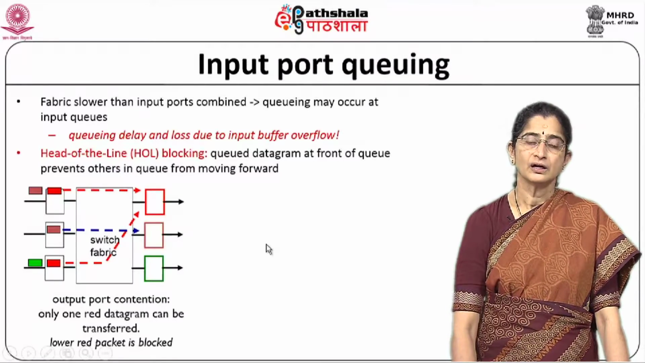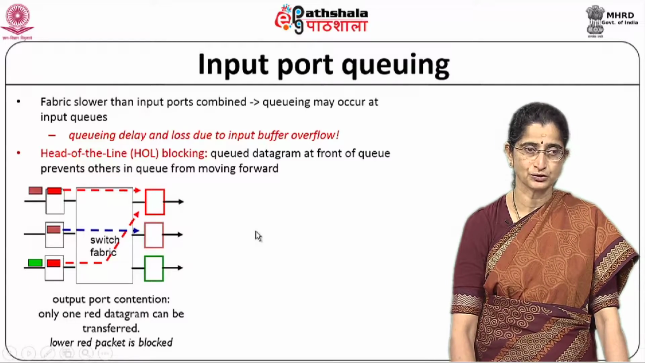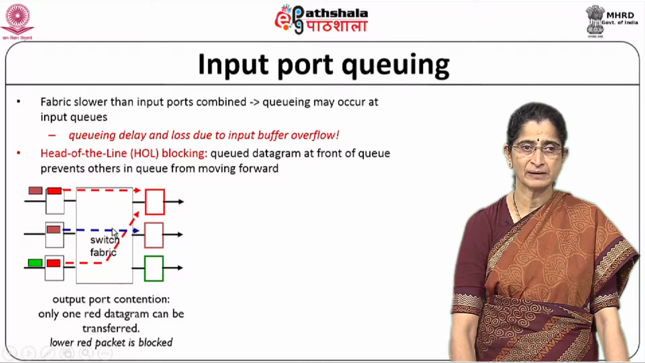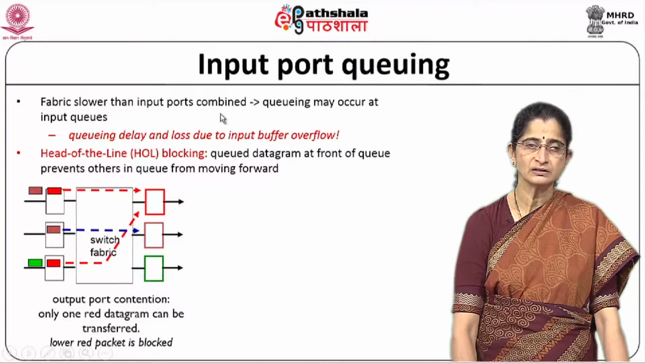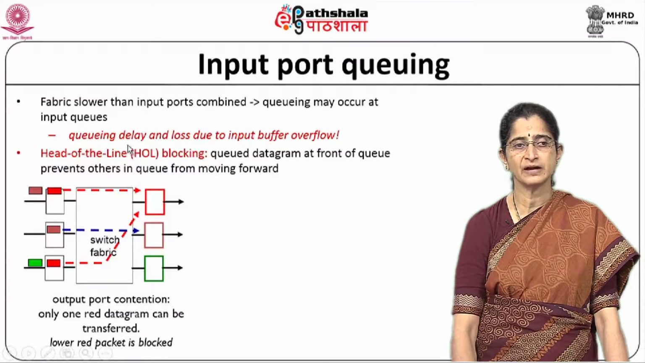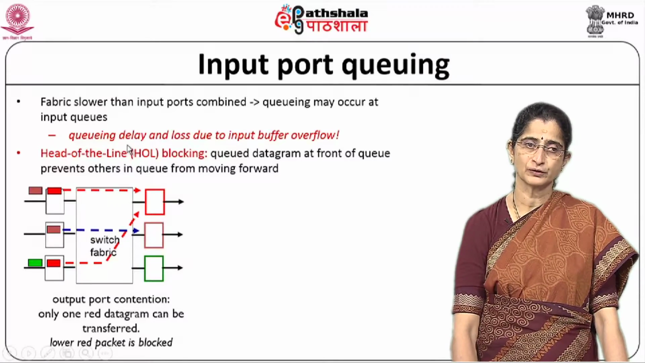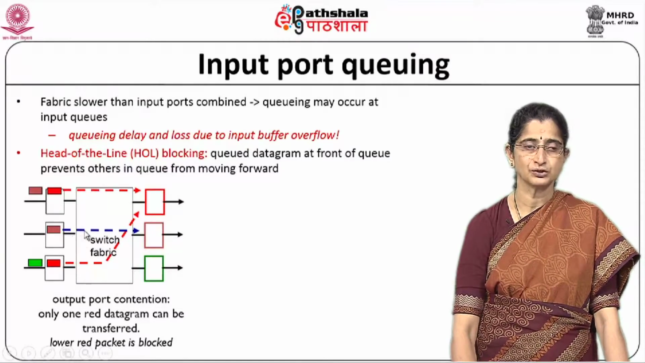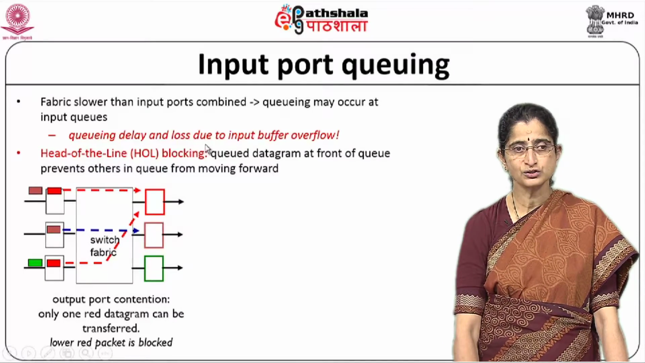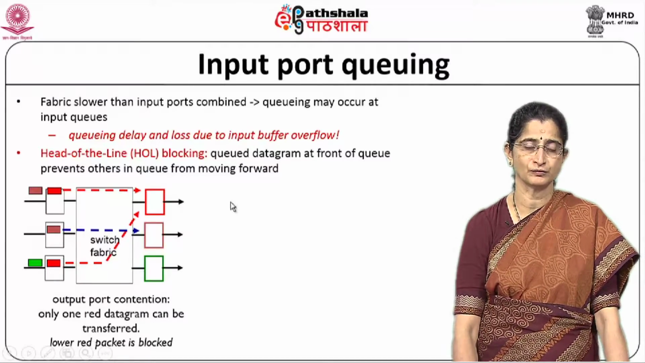Okay. Now, we also said that there may be a requirement for queuing at the input ports. Now, when would I require queuing at the input port? That typically happens when your switch fabric is slower than the rate at which packets are coming in, right. So, the fabric being slower than input ports combined will cause queuing to occur at the input ports, right. So, in this case you could have queuing delay and loss due to input buffer overflow, okay, not due to the output buffer overflow, but due to input buffer overflow.